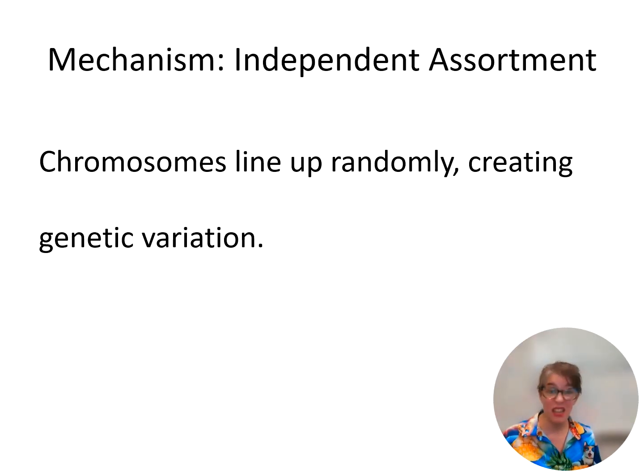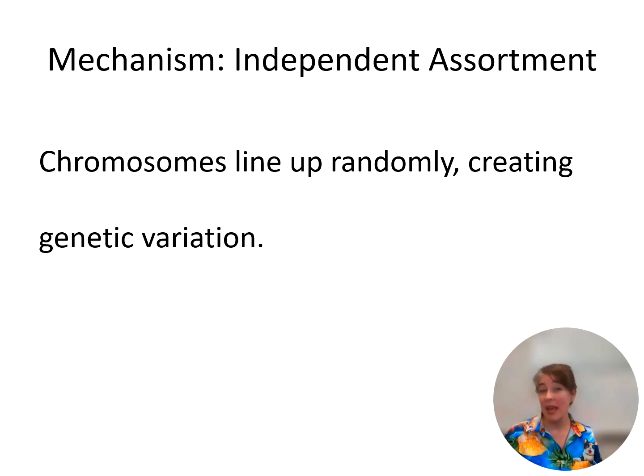So, another mechanism would be independent assortment. Chromosomes line up randomly, creating genetic variation. This is how you get siblings who look different even though they have the same parents. So because chromosomes line up randomly, creating that genetic variation, it really just means that during meiosis 1, in metaphase 1, homologous chromosome pairs are going to line up in the middle of the cell.